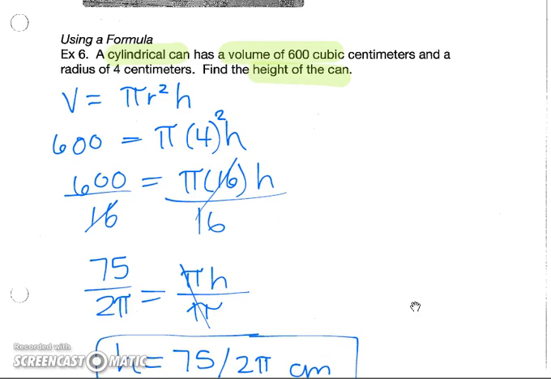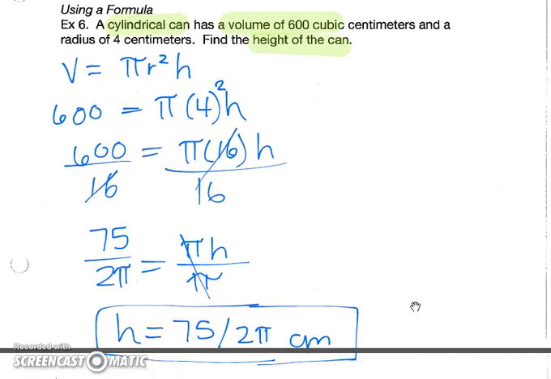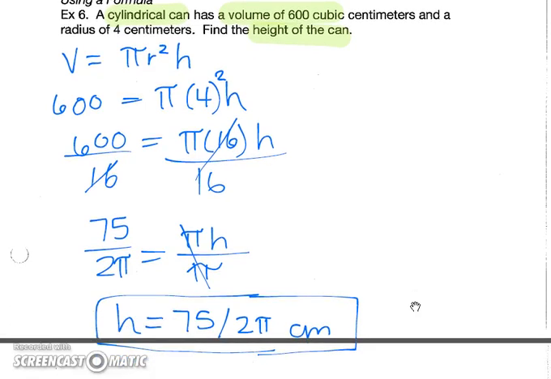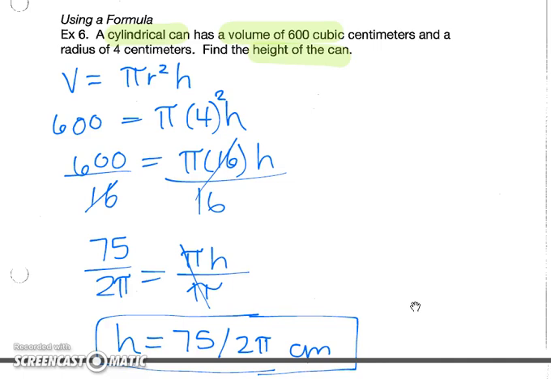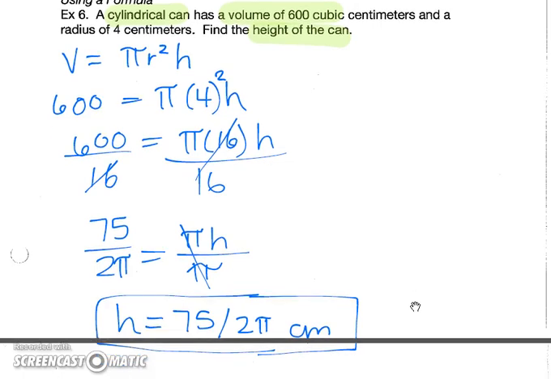So if we have a cylindrical can that has a volume of 600 cubic centimeters and a radius of 4 centimeters, find the height of the can. I have a formula that relates the volume, the height, and the radius: volume is equal to pi times the radius squared times h. So I plug in the pieces that I know and solve for h, and I can find that the height of the can is 75 divided by 2 pi. This should definitely be a review. You're just plugging into an equation and solving for one variable.